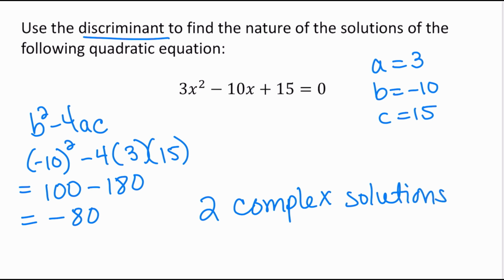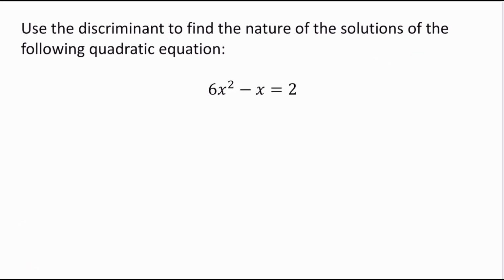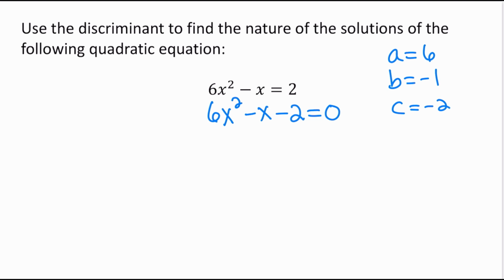Because I have a negative answer, that means that I'm going to have two complex solutions as the answers for this quadratic equation. Last but not least, if I take a look at this final problem, I do have something else that I had to take care of, which is the fact that it is not written in standard form. So be very careful. You cannot say a is 6, b is negative 1, and c is positive 2.